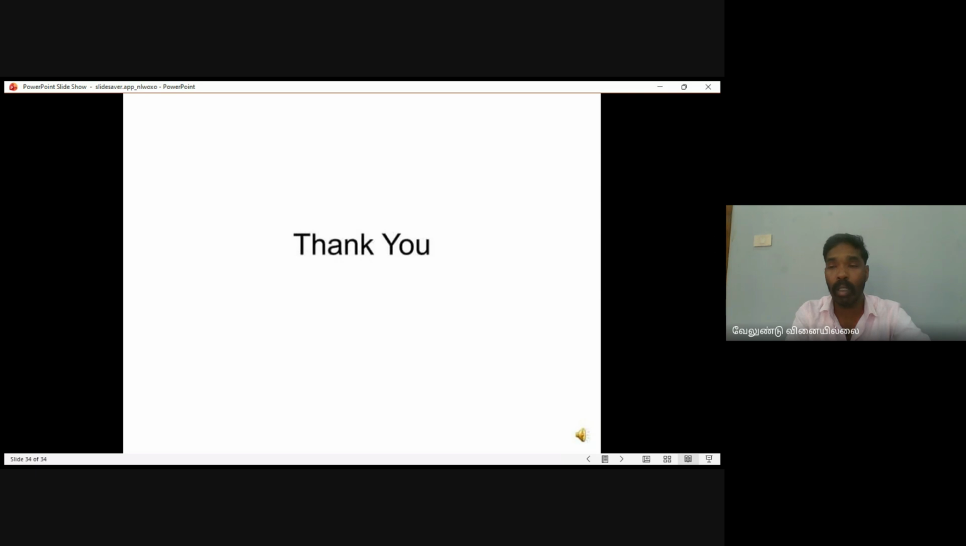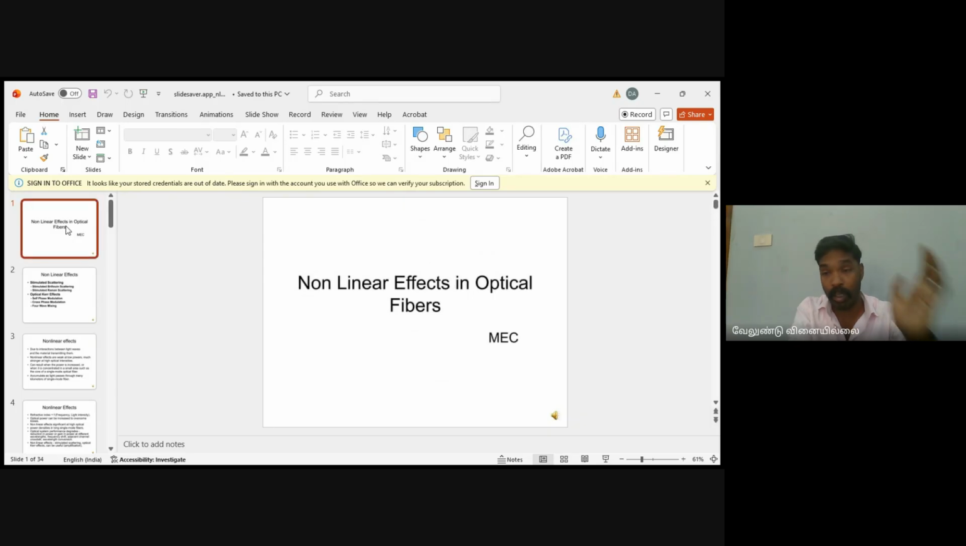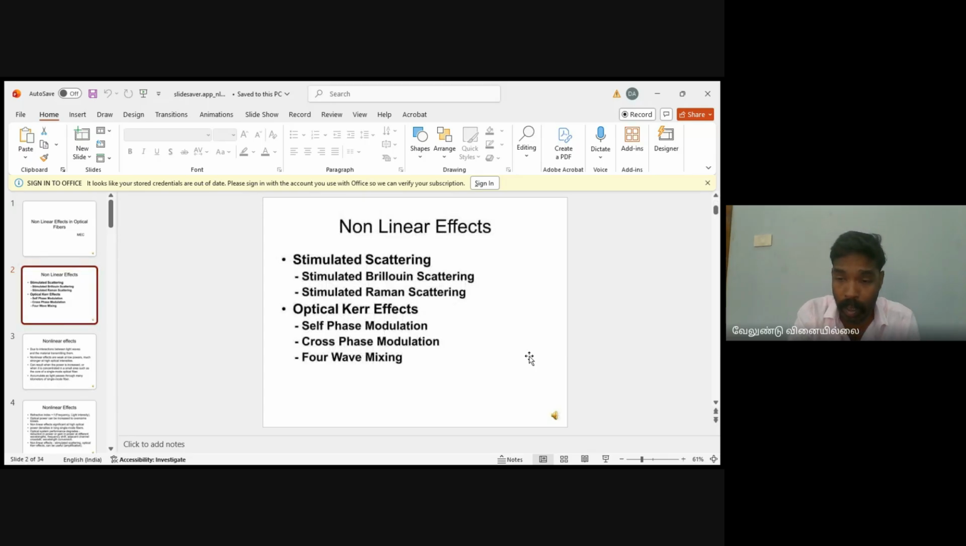So this is the concept of what we discussed today: nonlinear effects. What are the things we discussed today? This is the point we will discuss. The first topic is stimulated scattering, which is divided into two.